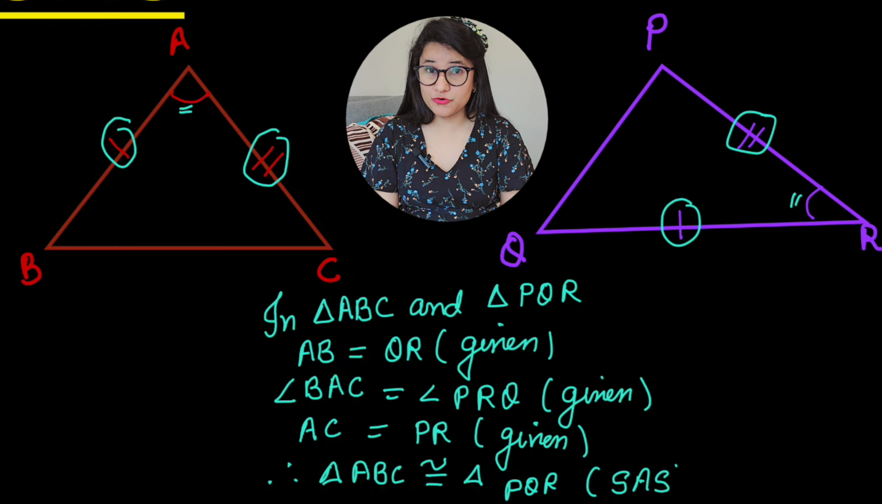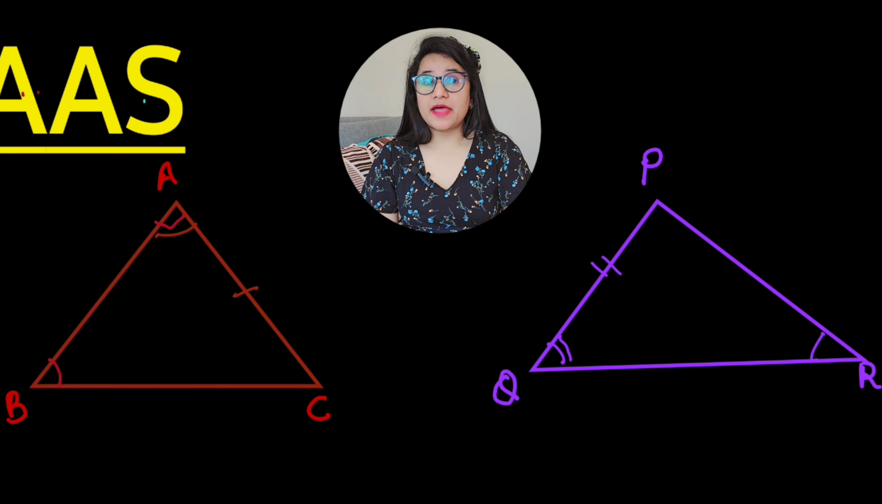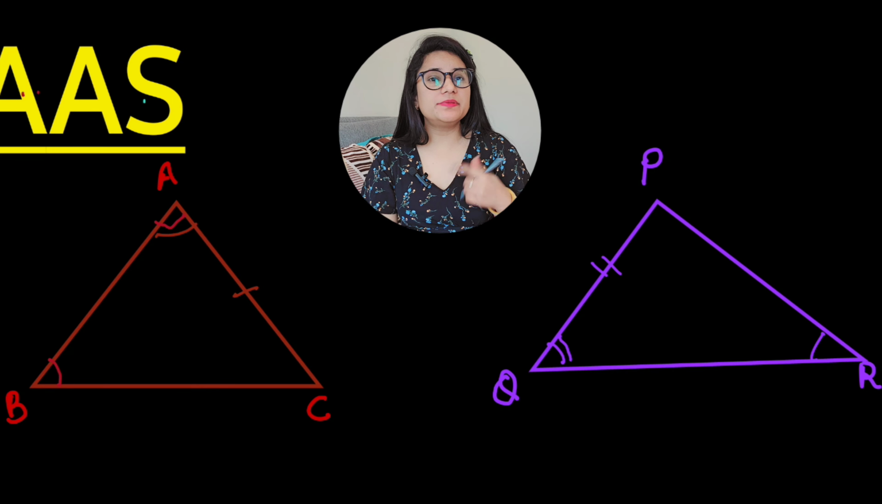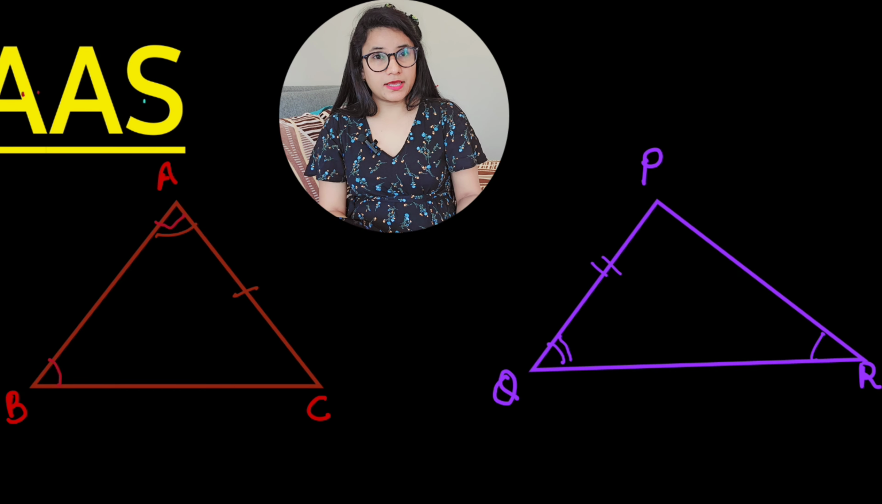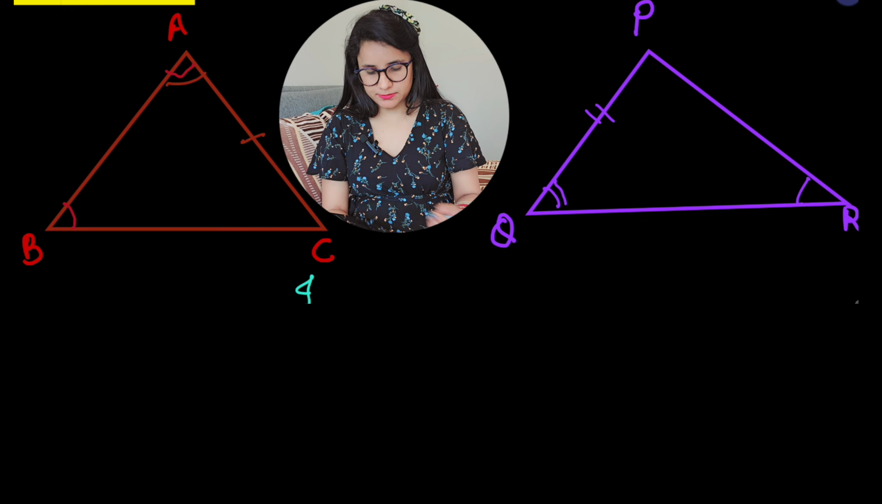SAS. Hence proved. Coming to our next property, that is AAS, which means angle side. Now in this property, there are two angles and one side. And remember, the side is not between the two angles. It will be the other side, like you can see in the figure.